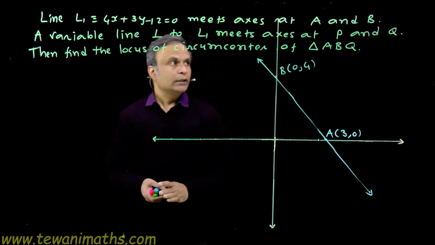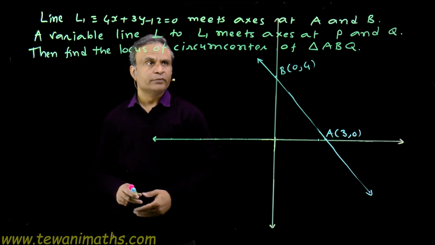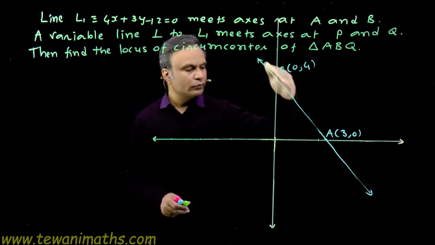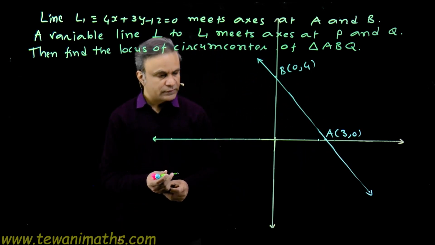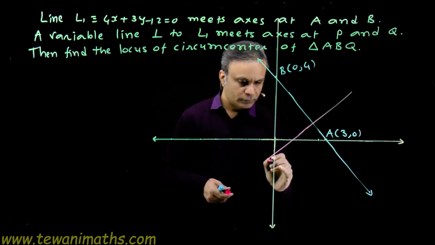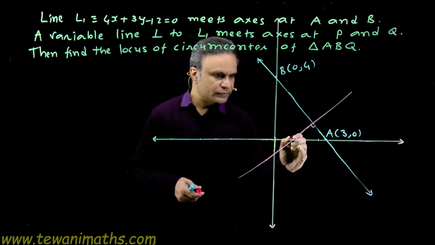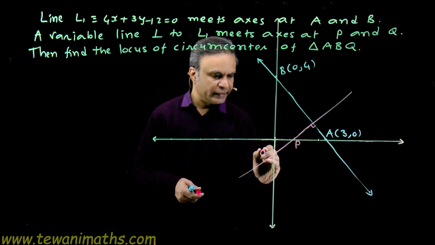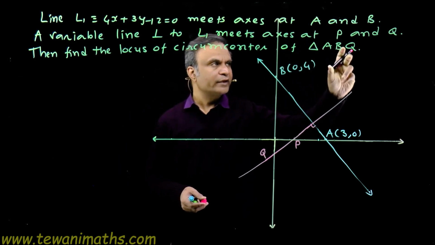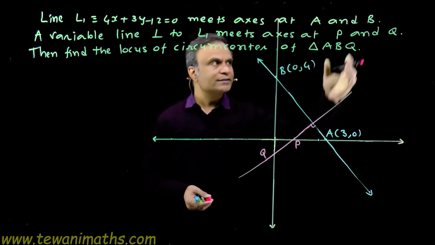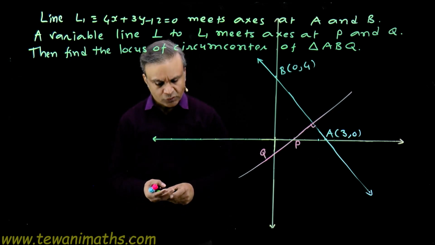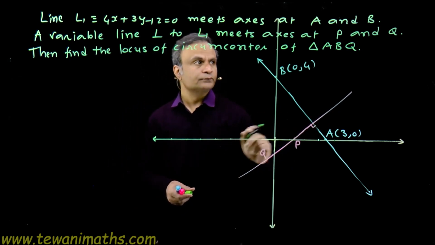Okay. Now what do? We draw one variable line perpendicular to L1. We can draw infinite number of lines which are perpendicular to this straight line. Okay. This is one such line. Okay. Now this line meets axis at points P and Q. Here the points are A and B, here points are P and Q. We are taking these points in order. First point is on x-axis and second point is on y-axis, like that. Okay. Now we have to find locus of circumcenter of triangle ABQ.